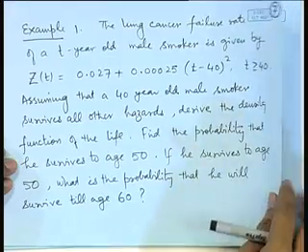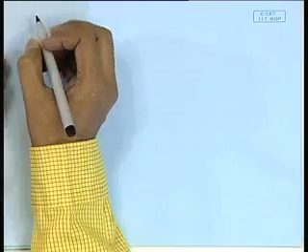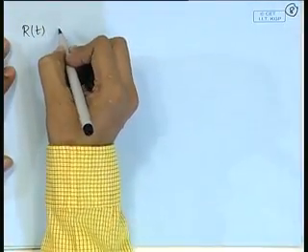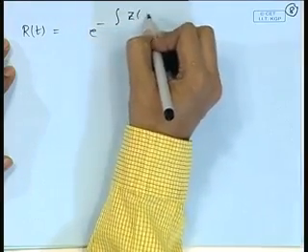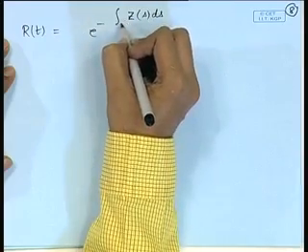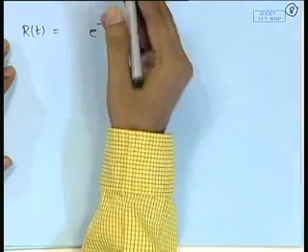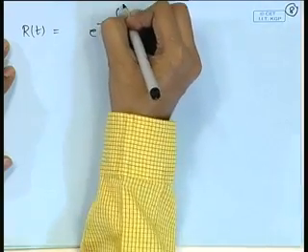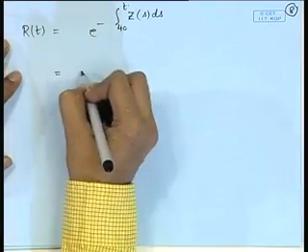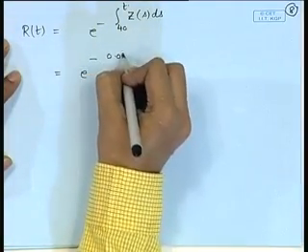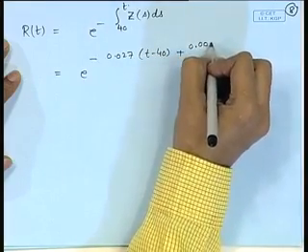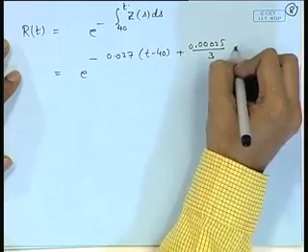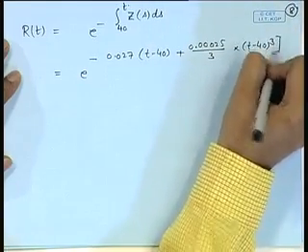So, consider here R(t). R(t) is equal to e to the power minus integral of Z(s) ds. Now, here we have written an indefinite integral, but since it is already given, we can put the limits as 40 to t, that is equal to e to the power minus [0.027 (t minus 40) plus 0.00025 by 3 (t minus 40) cube].